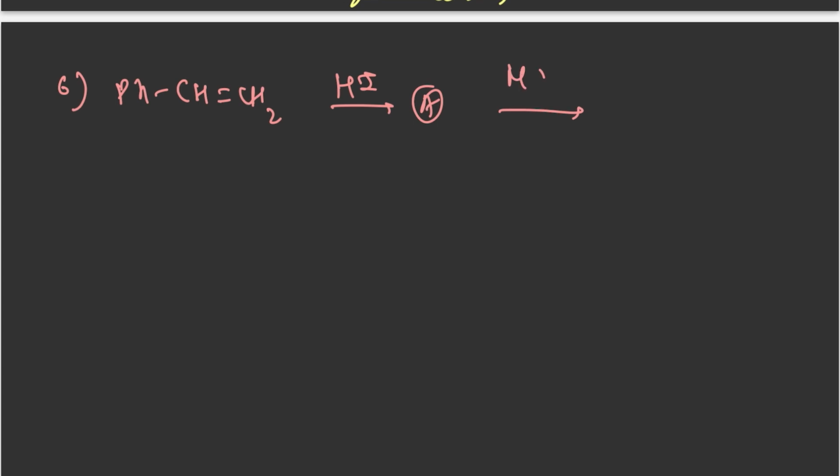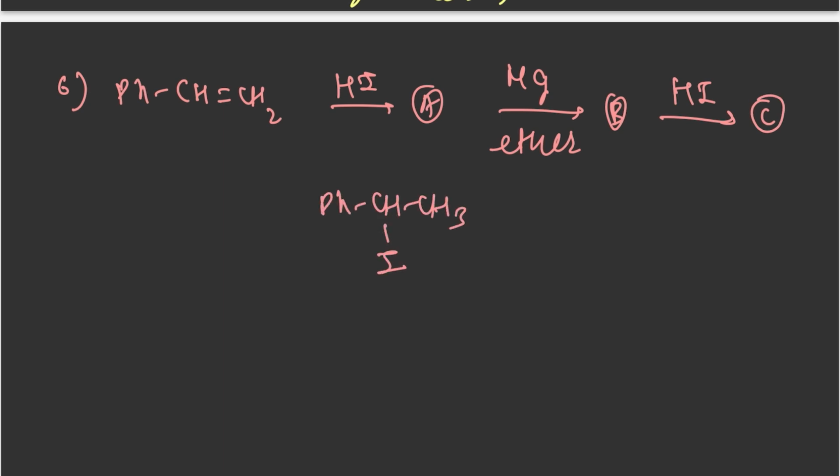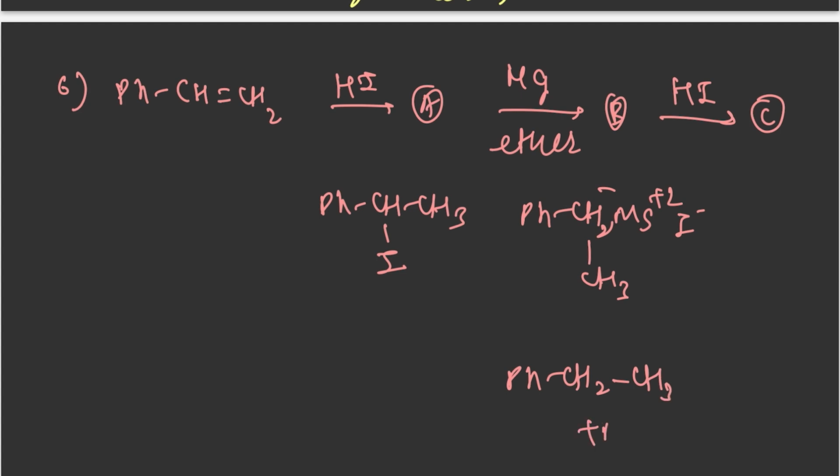Now let's look at the sixth problem. PhCH=CH2 when reacted with HI forms A. A reacts with magnesium ether, it forms B. B reacts with HI, it forms C. So what is A? It is PhCH(I)CH3. What is B? B is PhCH(MgI)CH3. And what is C? PhCH2CH3 plus MgI2. This is A, this is B, and this is C.